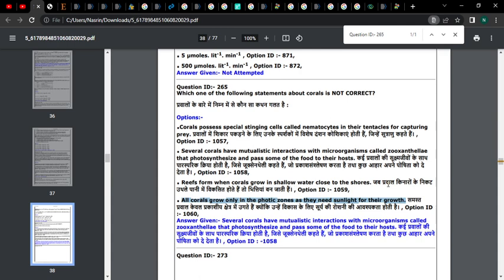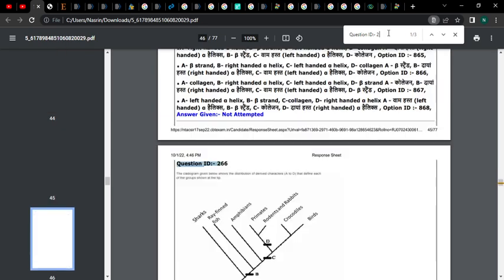Corals possess special cells called nematocytes, it's absolutely a correct option, and several corals have a mutualistic interaction with zooxanthellae, it's also a correct option, and reefs form when corals grow in shallow water. That's why they form coral reefs. So all the three options are correct, but they are asking which statement is not correct, that is incorrect. So this option is the incorrect statement, so don't challenge this question.